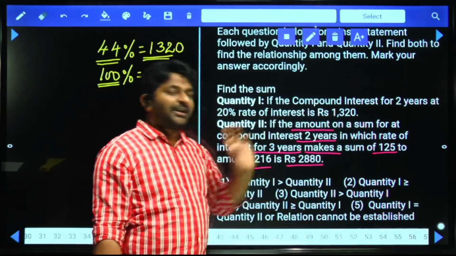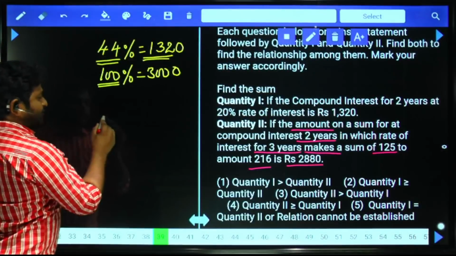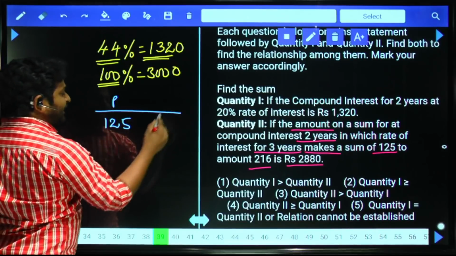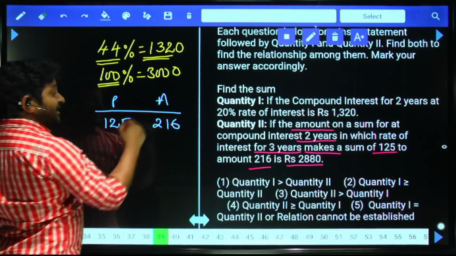So first we need to calculate how much is the rate of interest. Now to calculate that, you are given principal that is equal to 125 and the amount is equal to 216. But the time period is 3 years.